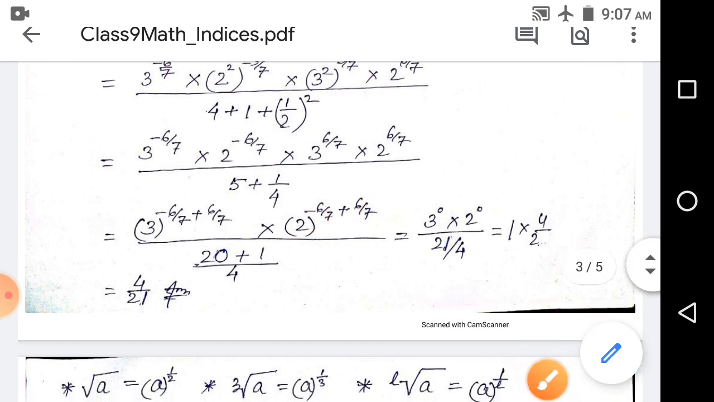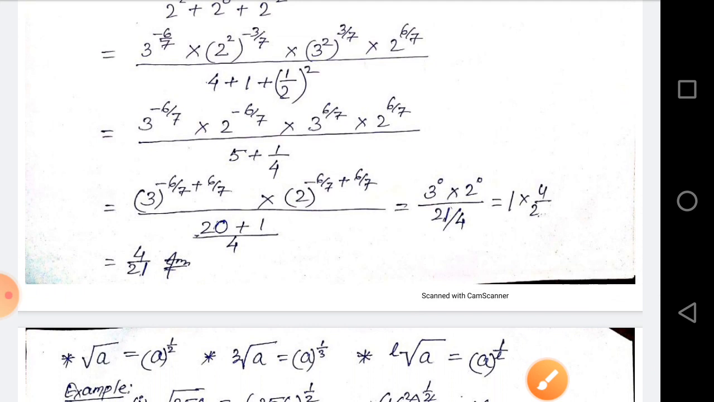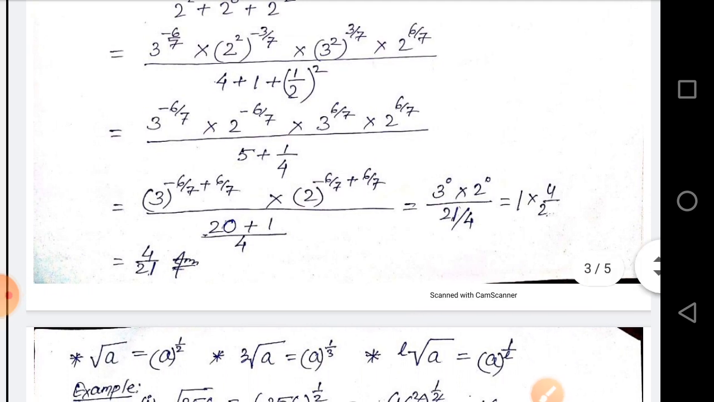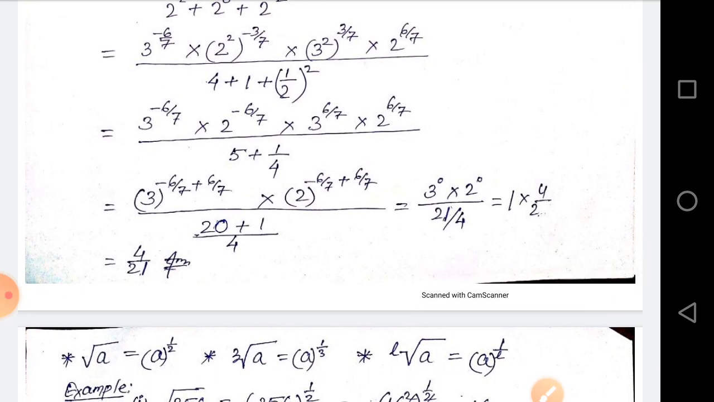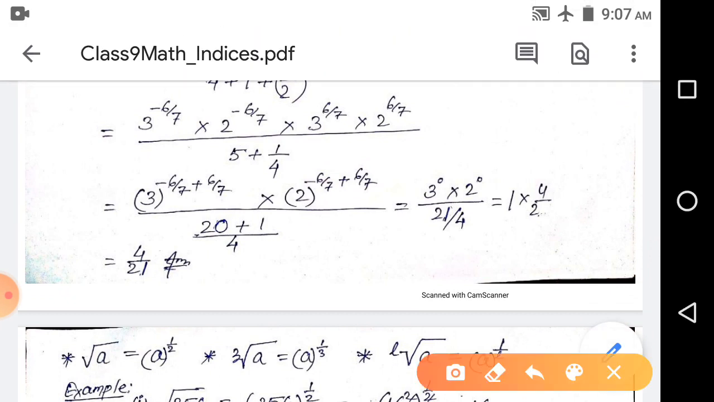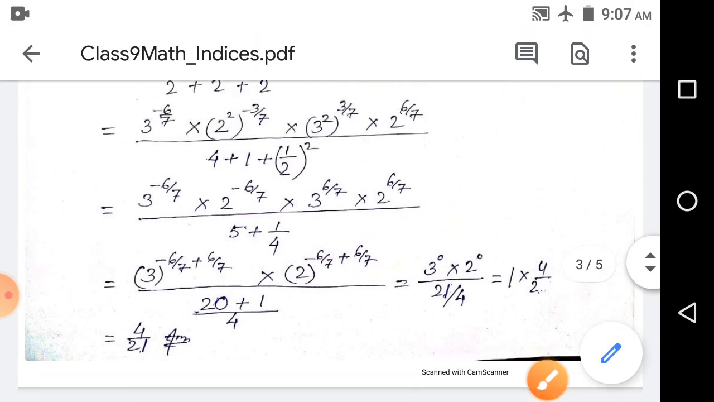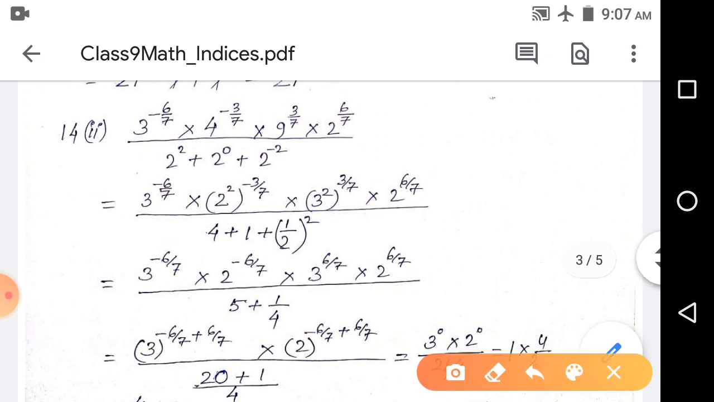So finally the numerator becomes 1. 3 to the power 0 into 2 to the power 0 is 1 into 1 is 1. We have a denominator here. See, it is 2 square, 2 to the power 0 and 2 to the power minus 2. So we will write for all.